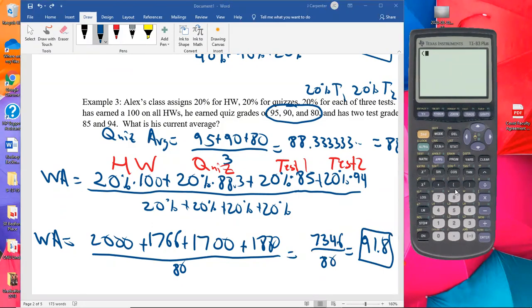So parentheses, now this is me typing the top, 20 times 100, this will be the last thing we do, if I didn't say that, plus 20 times the 88.3, plus 20 times the 85 plus 20 times the 94. Now that I'm done with the top, I close the parentheses. Division is the fraction bar. And then I'll open a parentheses for the bottom. And I know the 20s are just going to add to 80, but let me be meticulous and show everything as it is originally. So if I didn't typo something anywhere, I get the same answer, 91.8 and some change.